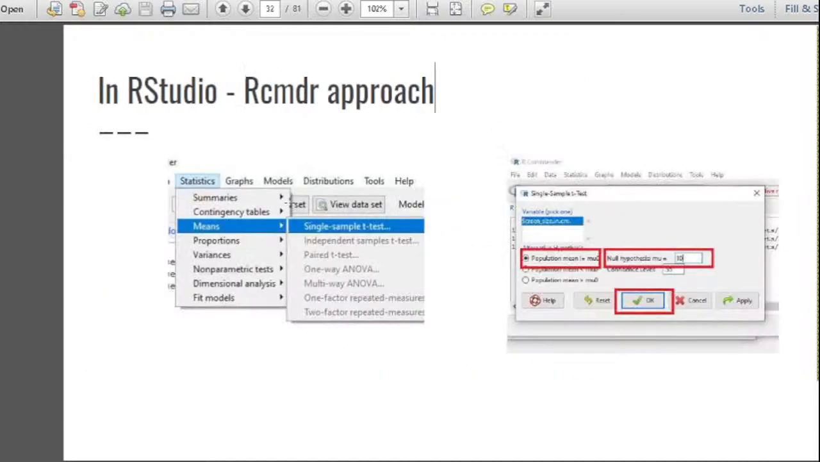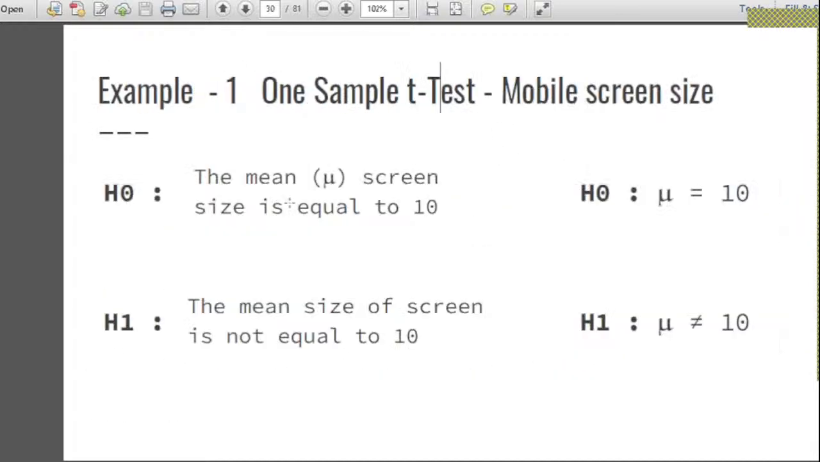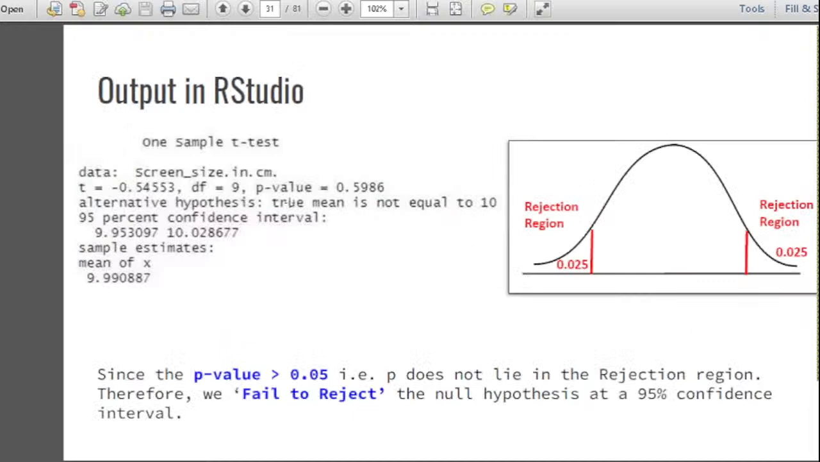Okay, this is the R Commander approach. I have also given the steps here, which is there in the PDF file, which I have already shared, okay? So this is how our p-value was 0.59. Rejection region was on both the sides, right? But since the p-value was greater than 0.05, P does not lie in the rejection region, therefore we fail to reject the null hypothesis at 95% confidence interval. We can say this also, because it's a 5% significance level, I can say I am 95% confident, we fail to reject the null hypothesis at 95% confidence interval.